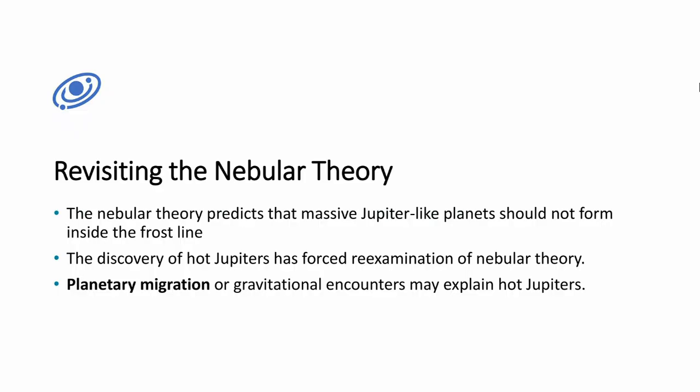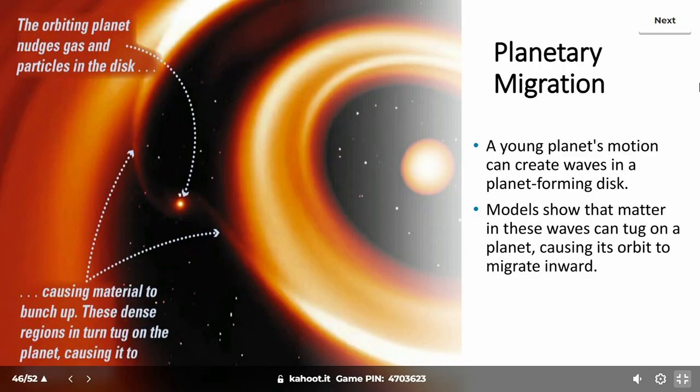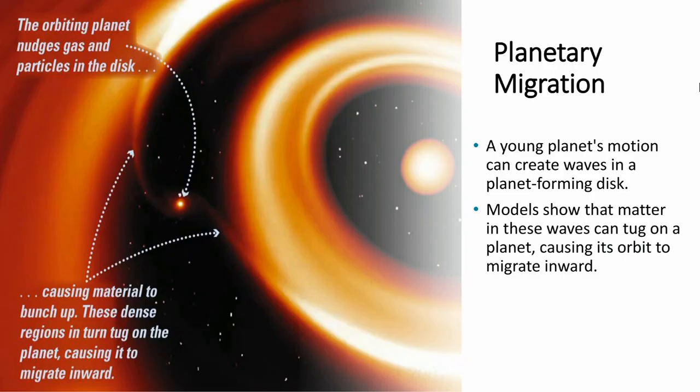The modification that we made to the nebular theory is this idea of planetary migration. So in essence, we think that these gas planets did form outside of the frost line of their stars, but some kind of gravitational interaction has caused them to move closer to their stars.